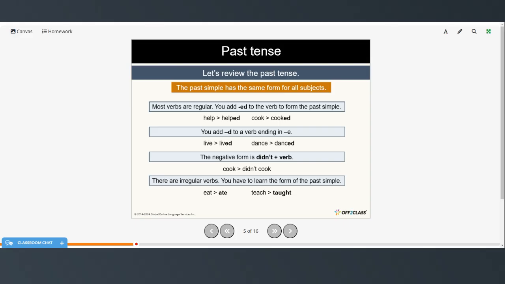And the negative form in the past tense is didn't plus the verb. Didn't cook. So here we don't say didn't cooked because didn't already makes it past, so we just use the infinitive or the base form of the verb. Now there are irregular verbs, and you have to learn the form of the past simple. Here are a couple. Eat, the past is ate. Teach, the past is taught.